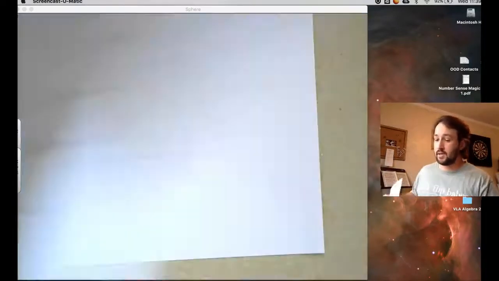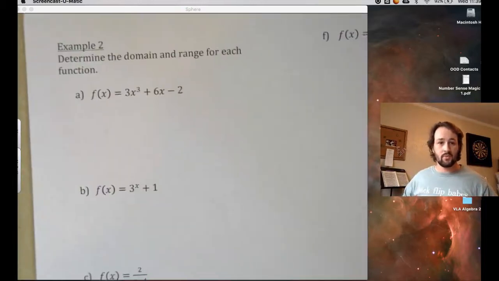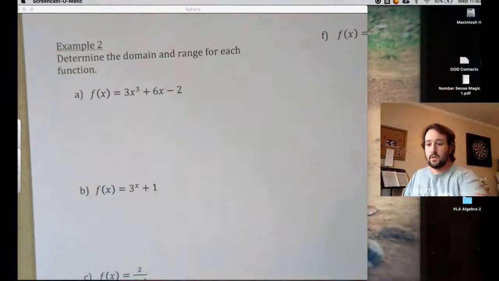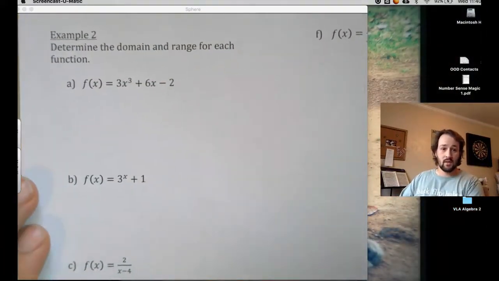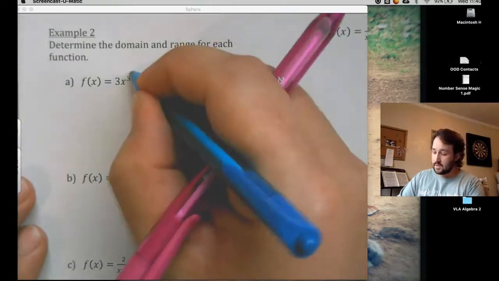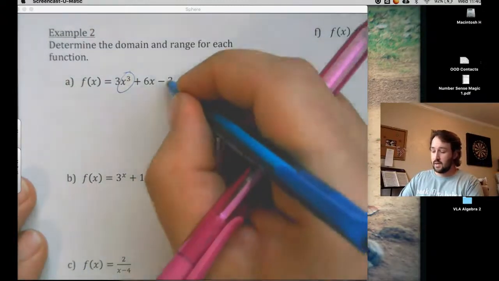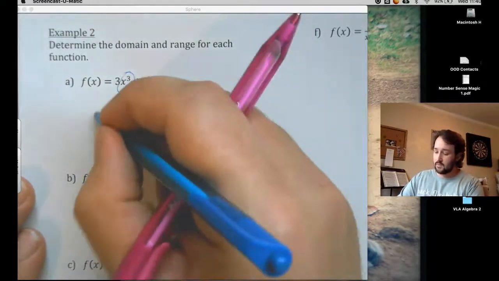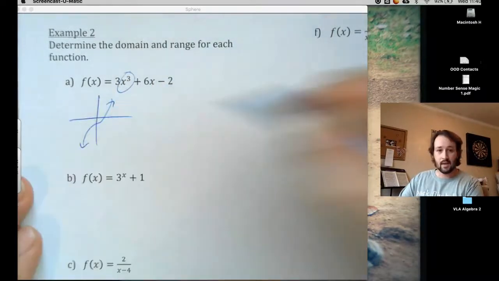All right, let's see what we got on the next page. We have determine the domain and range for each function. All right, so with this one, for a lot of these, I can just think about my parent function. If I see a polynomial like this, it's just the highest exponent that I really pay attention to. All the other stuff, yeah, is important, and you can graph it in your calculator, but my guess is it's going to look something-ish like that.